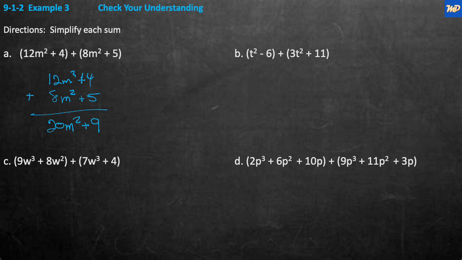Let's do b. t squared minus 6, and plus 3t squared plus 11. So t squared minus 6, plus 3t squared plus 11 equals what? 1t squared and 3t squared is 4t squared. And minus 6 plus 11 is 5. So it's 4t squared plus 5.